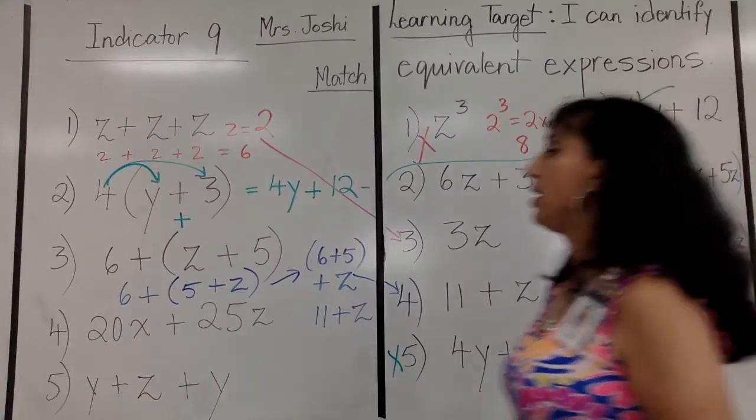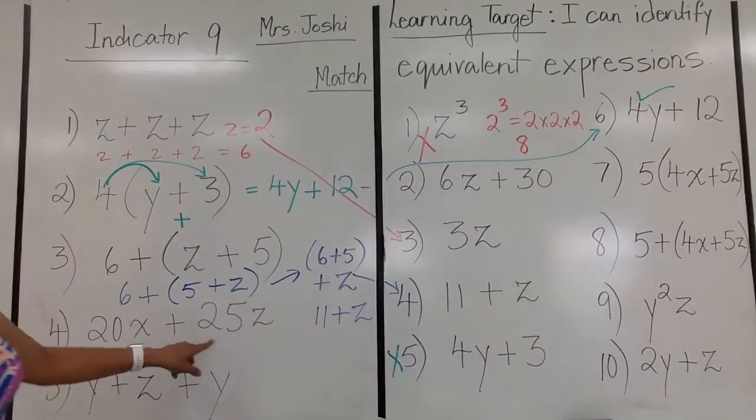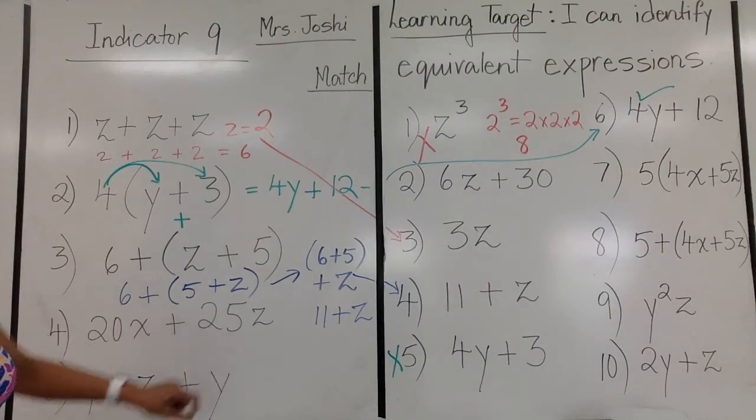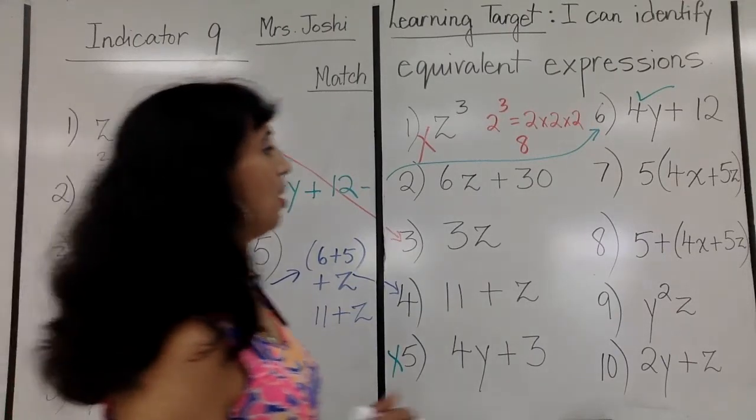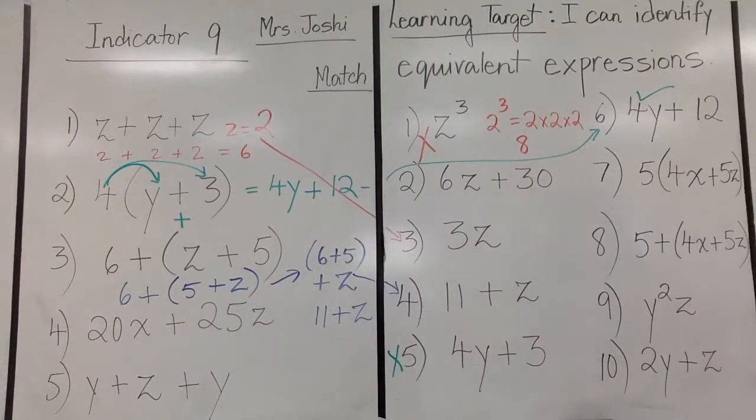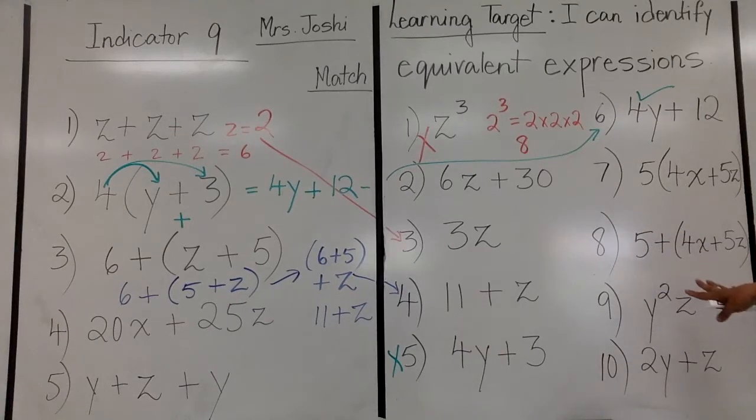Let's look at the next one. We have 20x plus 25z. Let's see what our options are. Here's one that I see where you've got to have an x and a y. This has an x and a z. This has x and z, this has x and z. So it has got to be one of these two.